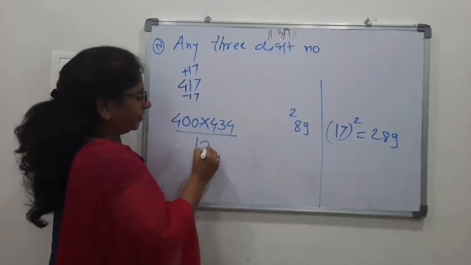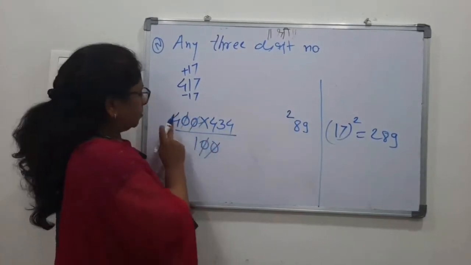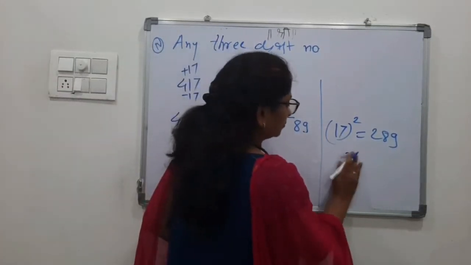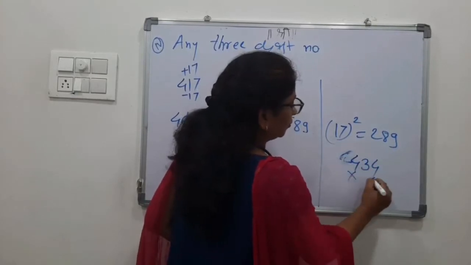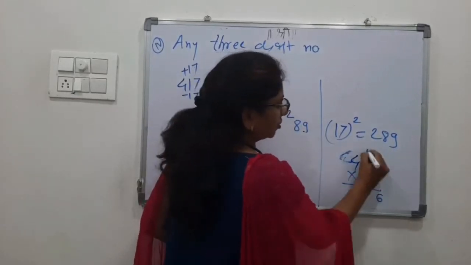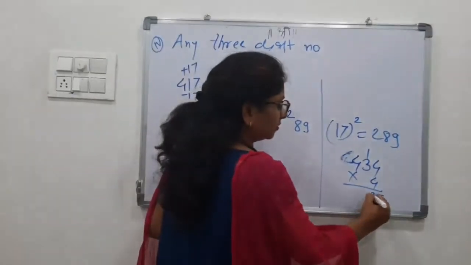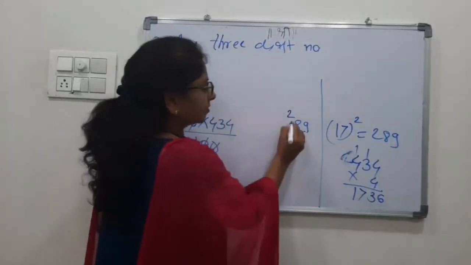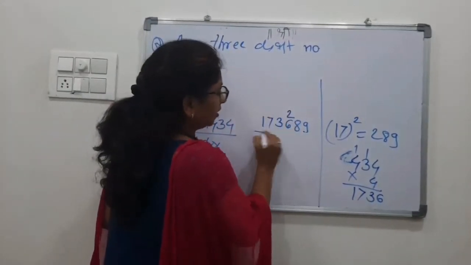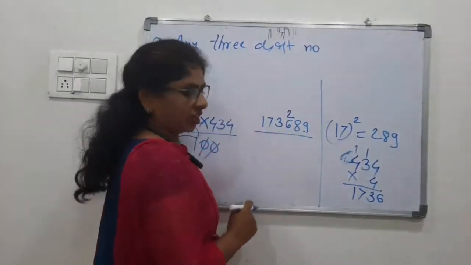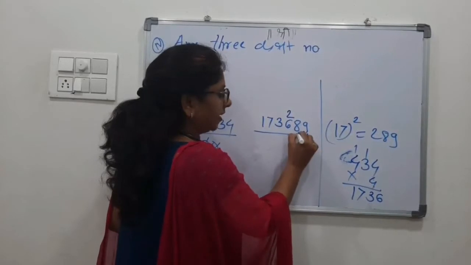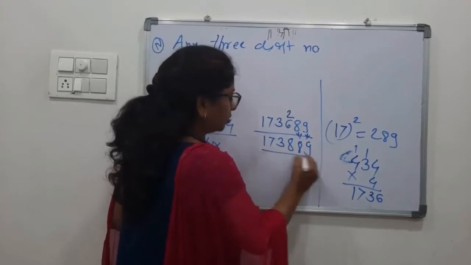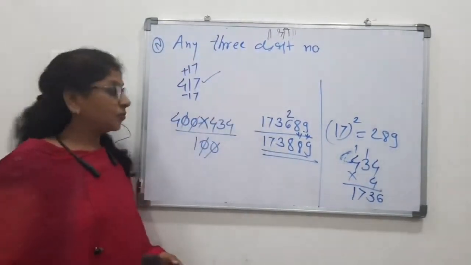Okay, divide by 100. Cancel this. Multiply by this 4 to 434. 434 into 4. 4 4s are 16. 4 3s are 12 plus 1, 13. 4 4s are 16 plus 1, 17. Write down this 1736 here. 6, 3, 17. Now add this carry here into 6. So 9 as it is, 8 as it is, 2 plus 6, 8, 3 and 7. So this is the square of your 417.